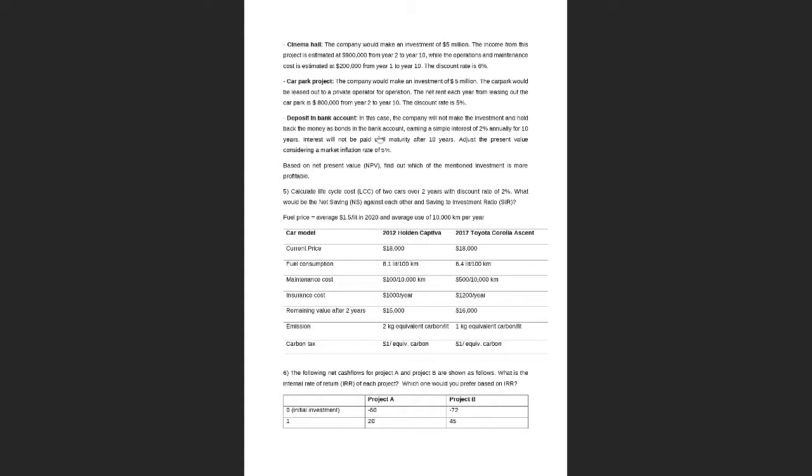And the last option is the company can directly invest it, or just keep the money in the bank. And by doing this, they will earn a simple interest of 2% annually. So just go back to the formula of simple interest. So it is principal amount times interest rate times the time. So you can find out what amount of money you will earn at the end of 10 years if you have a simple interest of 2%. And then the interest will not be paid until maturity after 10 years. That means this simple interest amount, you will get this only after 10 years.